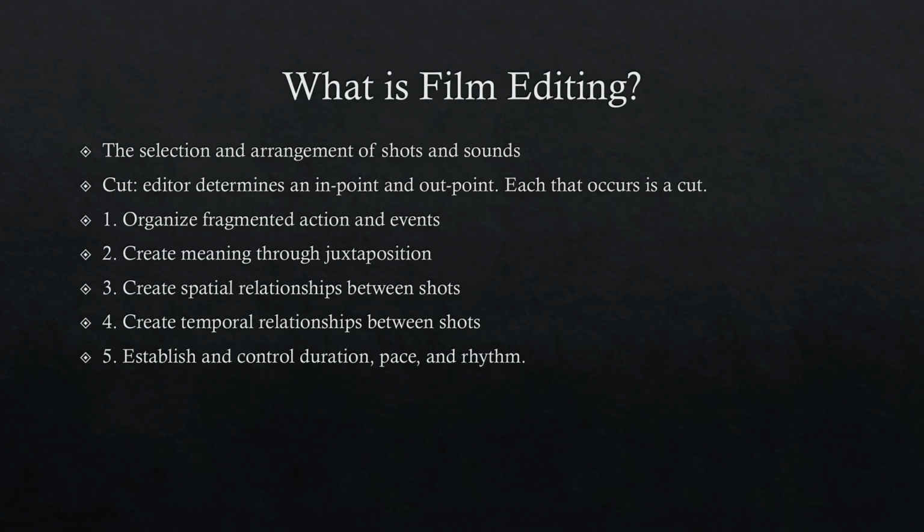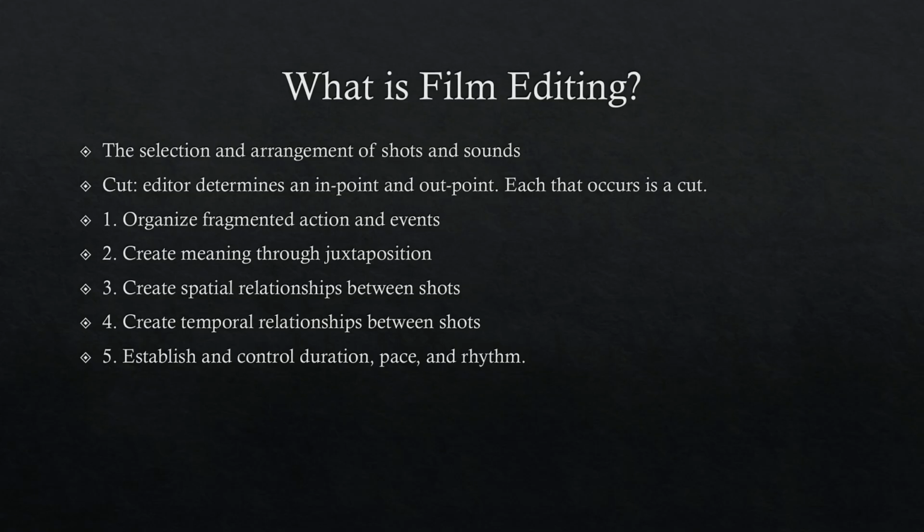And each in point and out point that occurs is what we call a cut. And we actually call it that because back when film was shot on tape, editors had to manually cut the strips of film at the desired points to be able to give the desired cut effect. And now, of course, we can do all that digitally, but it's called a cut because back in the day you had to physically cut the tape.